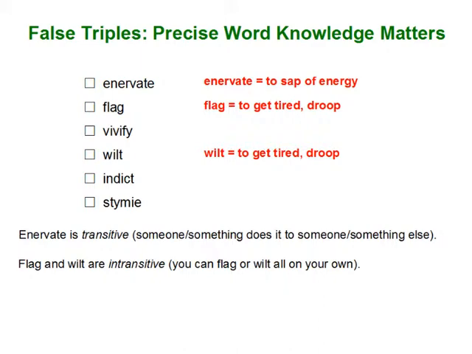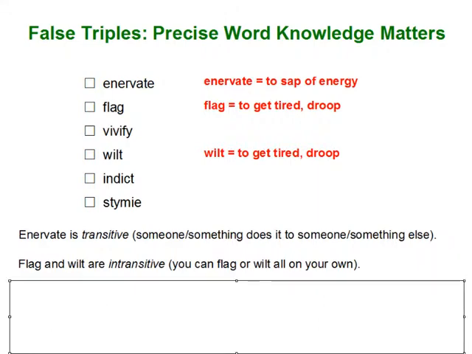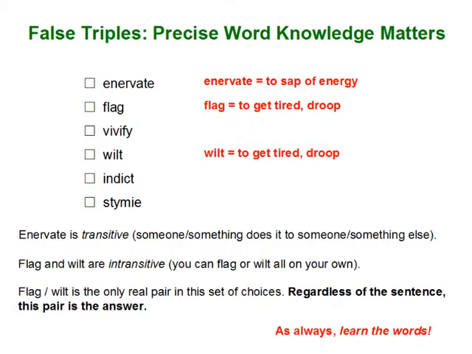So I can just flag. I don't have to be flagged like I can be enervated. I just can flag on my own. My energy flags. Or I can wilt without any outside source. That is a pretty subtle difference, but one that is clear if you know the precise meanings of the words. So therefore, we know without even reading the sentence that flag and wilt must be the answer.